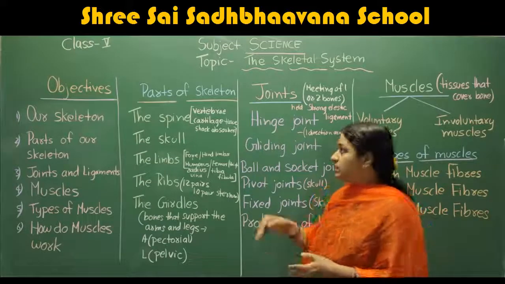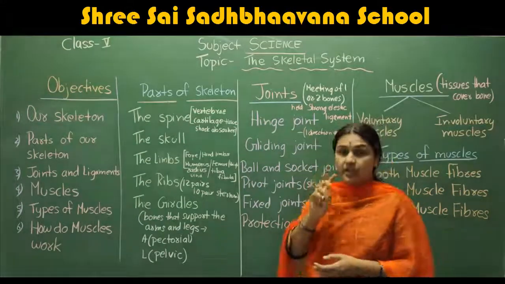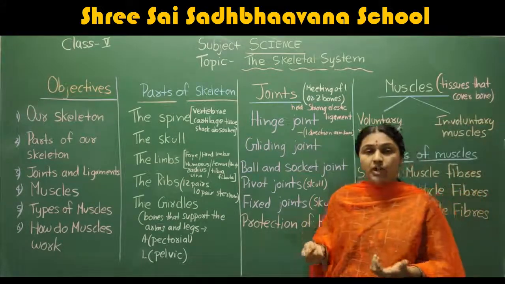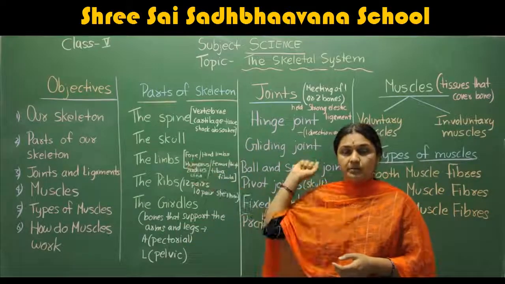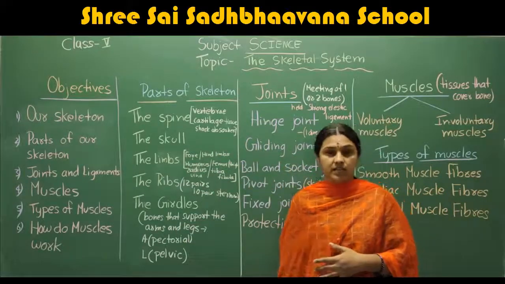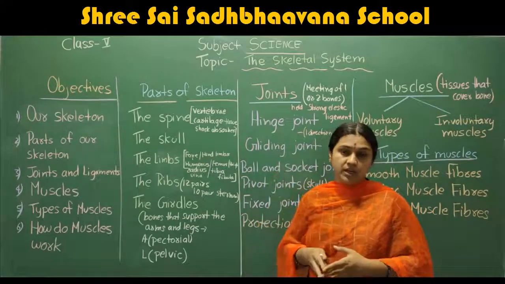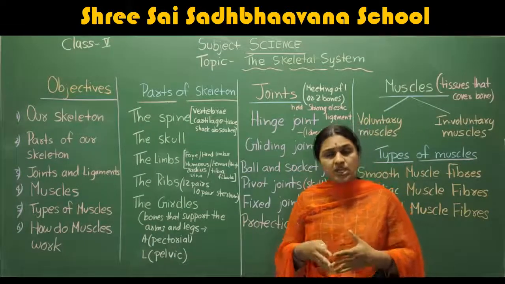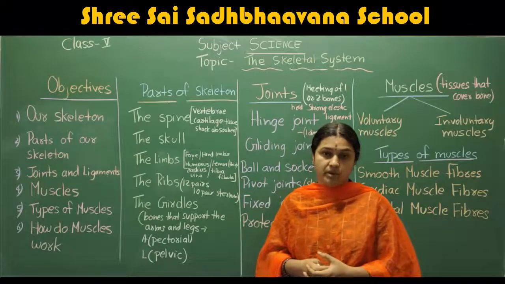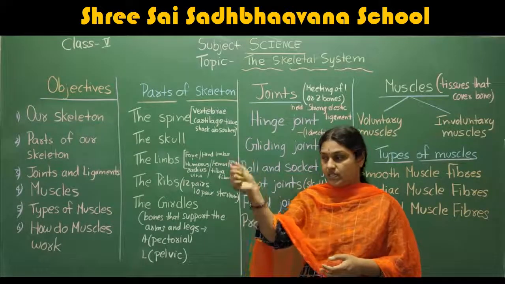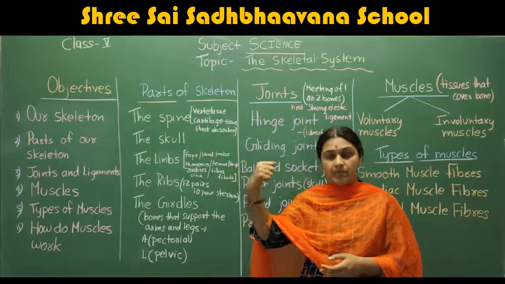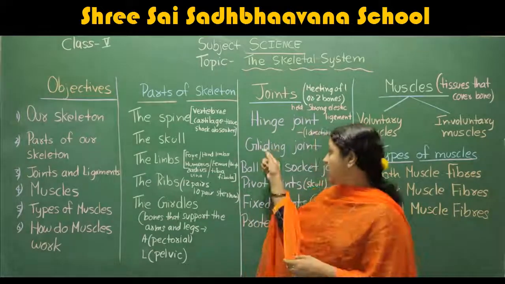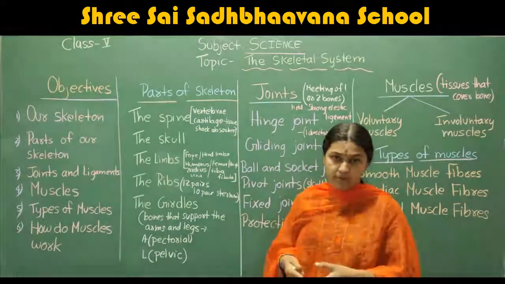Let's understand them. The hinge joint moves only in one direction. Right, children? The hinge joint moves only in one direction, like your arm at the elbow, and the knee. The knee also can move in one direction, right? Then we have the gliding joint. These are joints that have complex movement, like the one in your wrist. It can move around, it can go up, back, and sideways. We have it in the ankles too. So the gliding joint has a complex movement.